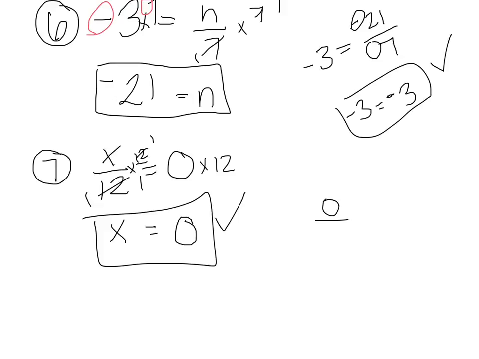I can always check it out. 0 divided by 12 equals 0. 0 divided by 12 is, of course, 0. So it checks out.